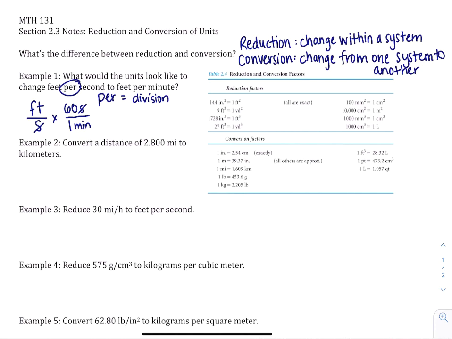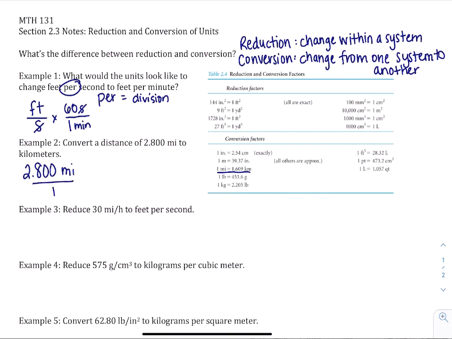So in example 2, we want to convert 2.8 miles into kilometers. And we can use this conversion factor that's here in our table 2.4 to see that 1 mile is equal to 1.609 kilometers. So we just need to do this one conversion to get from miles to kilometers. Start with what you're given, 2.8, and if you want to go ahead and put the zeros, you can. They are important in terms of significant digits, but they will not change the way that we do this calculation.